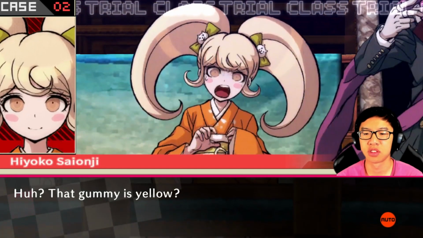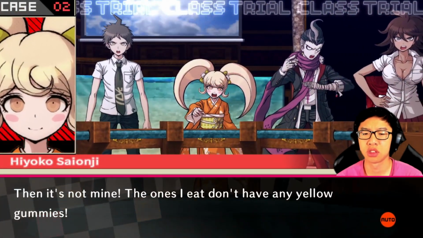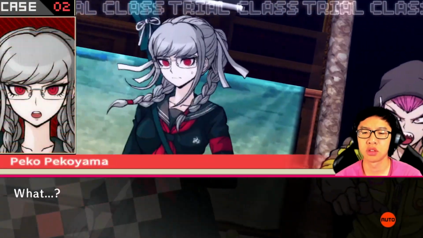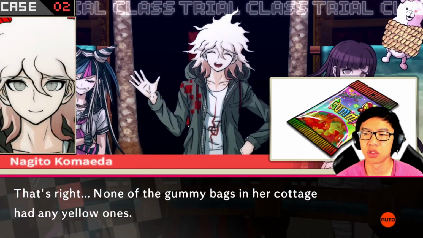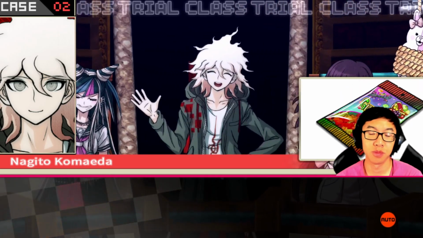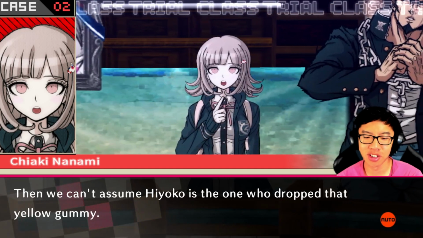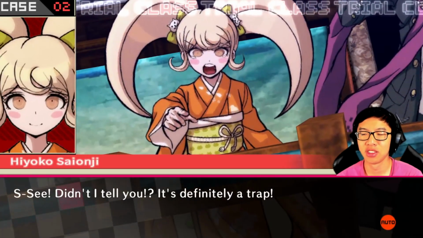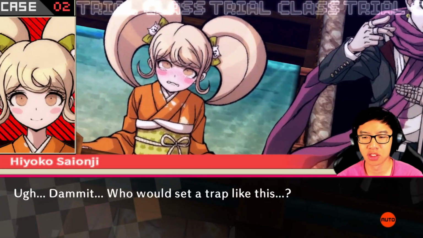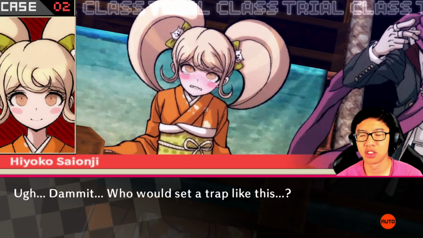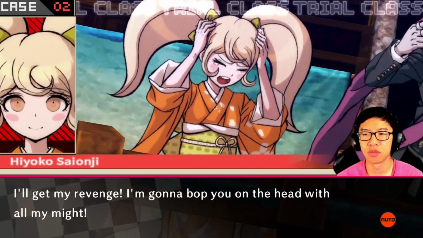No lemon. The gummy at the crime scene is yellow, so it obviously looked like it was lemon flavored. Huh? That gummy is yellow? And it's not mine! The ones I eat don't have any yellow gummies! What? That's right. None of the gummy bags in her cottage had any yellow ones. Then we can't assume Hiyoko is the one who dropped that gummy. The killer made a mistake. See? Didn't I tell you? It's definitely a trap! Damn it! Who would set a trap like this? I'll get my revenge! I'm gonna bop you on the head with all my might!